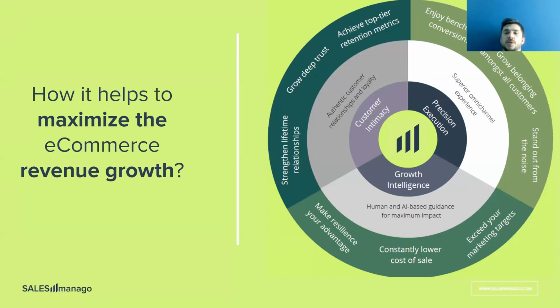If we look at precision execution, we are providing the customer with the best omnichannel experience, regardless of what message they get, regardless of which channel they use, a relevant message. You can then look at the benchmarks available in different case studies, and compare your results, and you can see that they are the same or even better. And then when it comes to growth intelligence, it's a combination of human guidance, the human factor, and AI guidance to understand what exactly is going on and take the right actions later on.